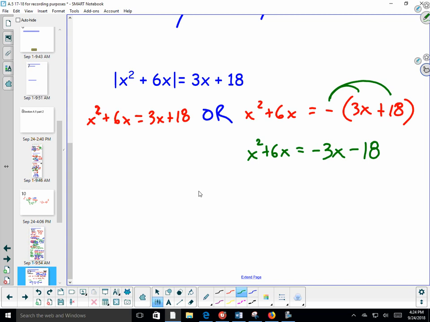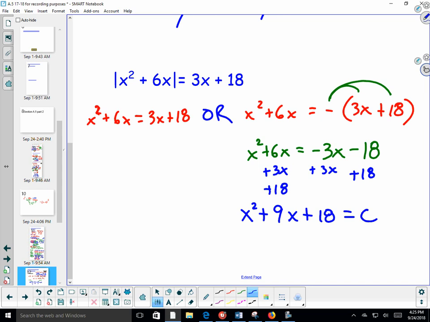And I want to solve this equation. It's probably best to get everything over on one side. So I don't know why I'm starting with this one on the right instead of the one on the left, but let's just deal with that. So I'm adding 3x to both sides, and I'm adding 18 to both sides. So it looks to me like I've got x squared plus 9x plus 18 equals 0. Does this factor? Well, I think it does.